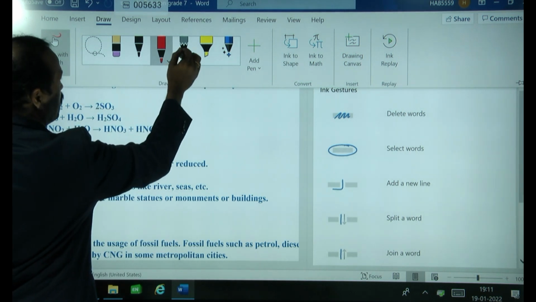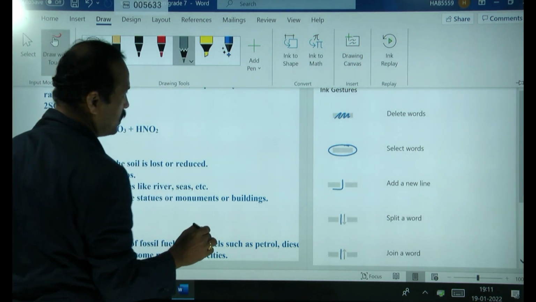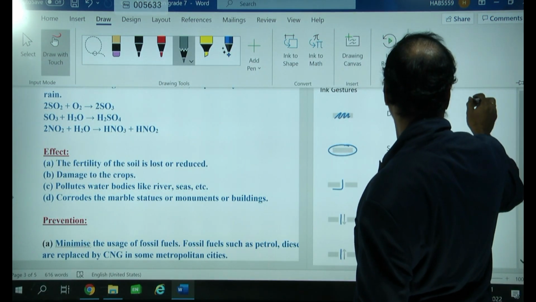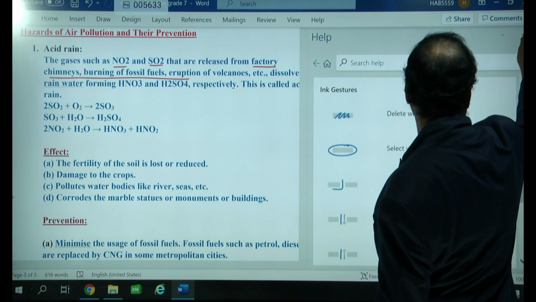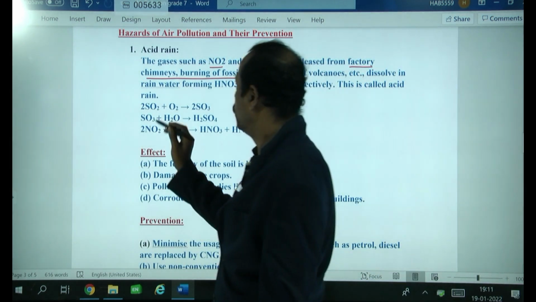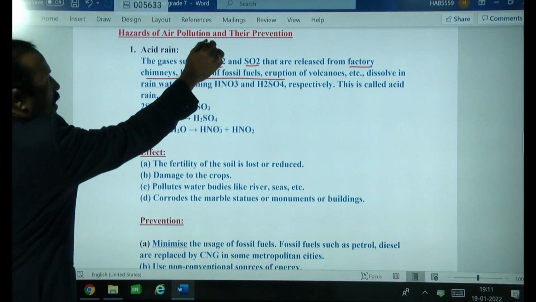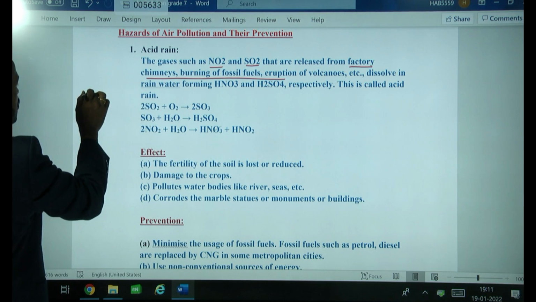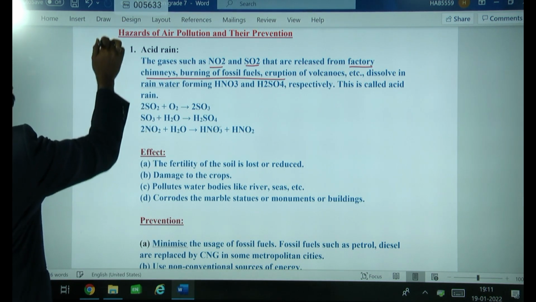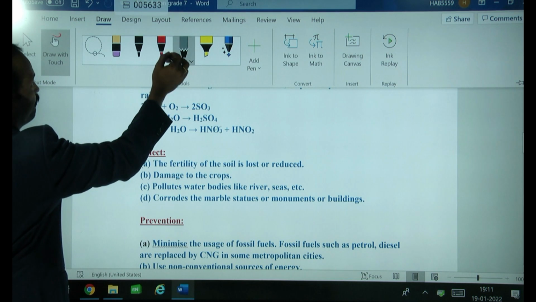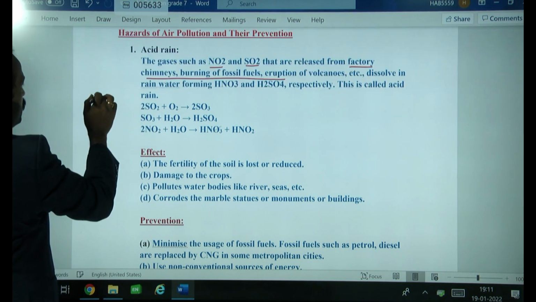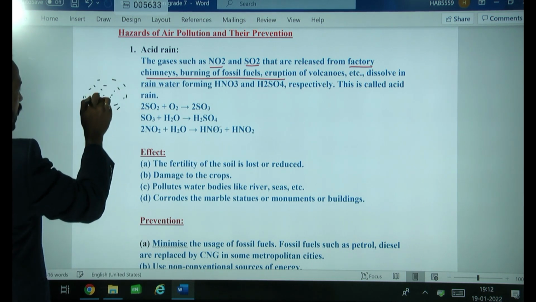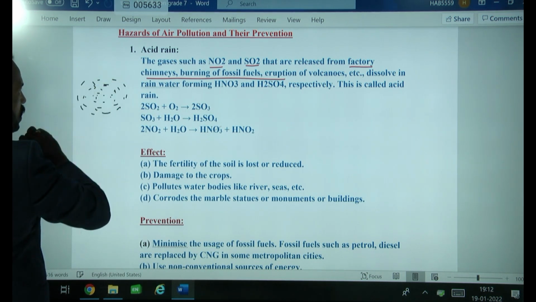For example, you see these gases are there. Nitrogen dioxide, sulfur dioxide, all these are released from the factories and industries. Like this in the atmosphere they are present. These are the particles, nitrogen dioxide, sulfur dioxide, all pollutants.